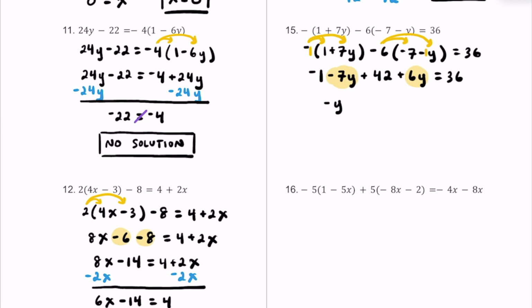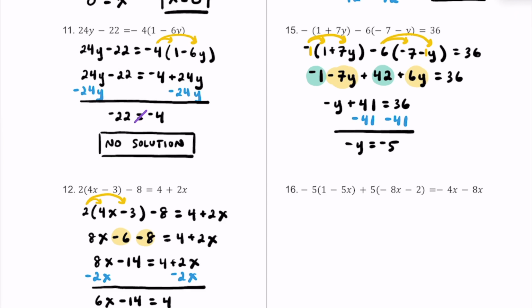And then if we go ahead and combine these constants on the left side of the equation, negative 1 plus this 42 is going to be positive 41, so I'm going to write plus 41, and that's going to be equal to 36. So we have a two-step equation here. Let's go ahead and take away 41 from both sides so that we can get the negative y alone. So we're going to get negative y is equal to negative 5.